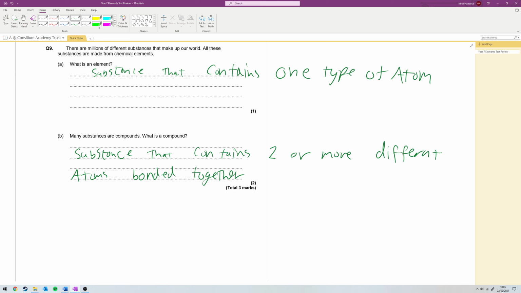Now this is the word for word definition we need to remember. So a substance that contains two or more different atoms bonded together. They're the three really important points. I know it's only worth 2 marks.